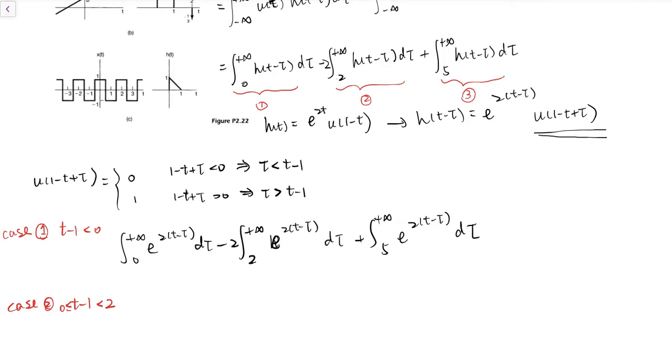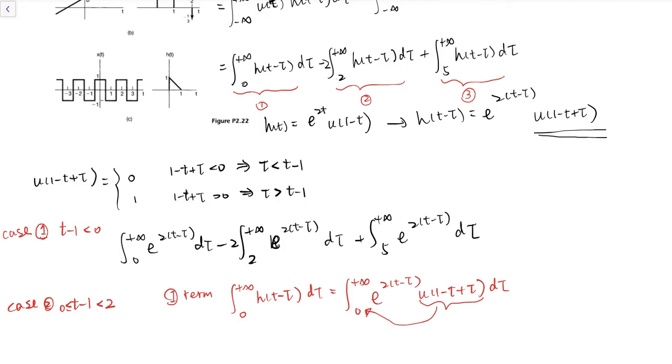So when you consider the first term, it should be 0 to positive infinity, and the integral on h(t minus tau), right? So it's actually 0 to positive infinity e to the 2 times (t minus tau) u(1 minus t plus tau). And in this case, our t minus 1 greater than or equal to 0 is determined, then this unit step function is going to redefine our range. It's going to redefine our range to t minus 1.